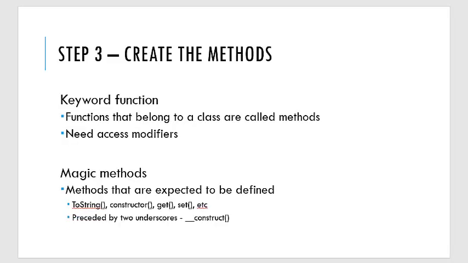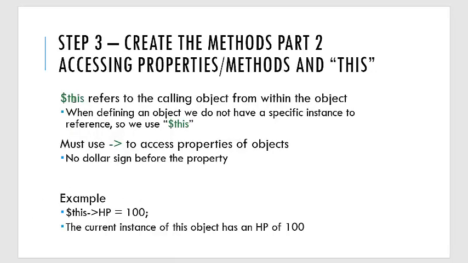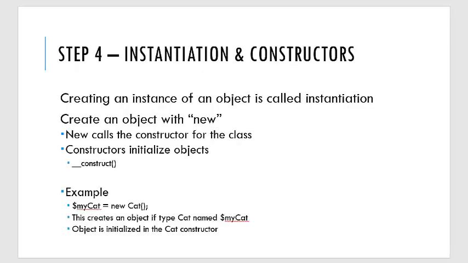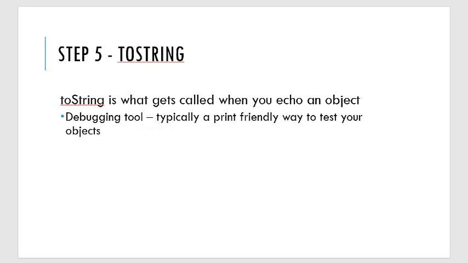Then we started working on creating the methods, and when you start talking about methods, you have to start talking about this and the arrow operator. Then we need to start talking about instantiation and constructors. Constructors was the first method that we created. It's how we initialize the properties of an object. Then we created the toString, which is used to test our objects.